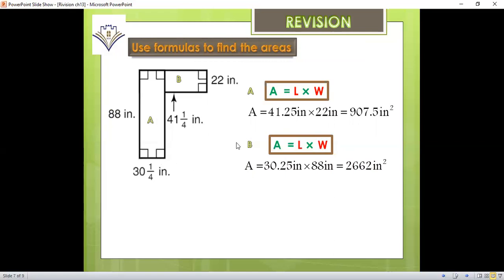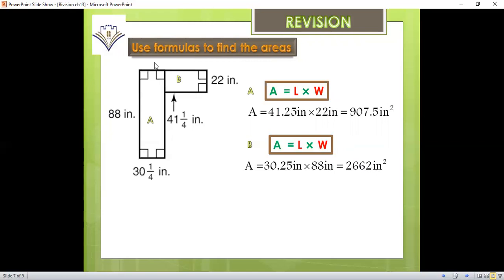The second, area equals length multiply width, because it's a rectangle. Then area equals 30 and a quarter, which means 30.25, because a quarter means 25 hundredths. Then 30.25 inches multiplied by 88 inch. Then the answer, if we multiply, will be 2,662 inch square or square inch.